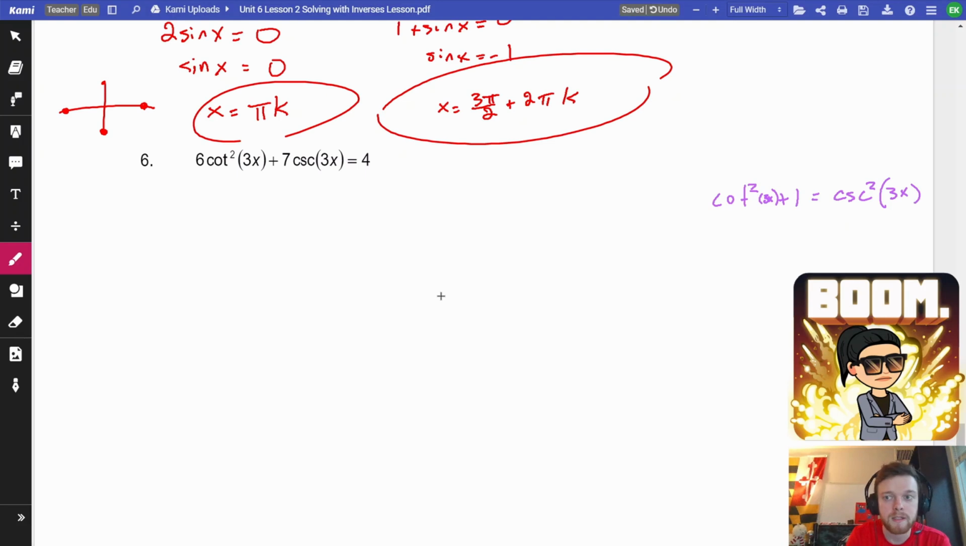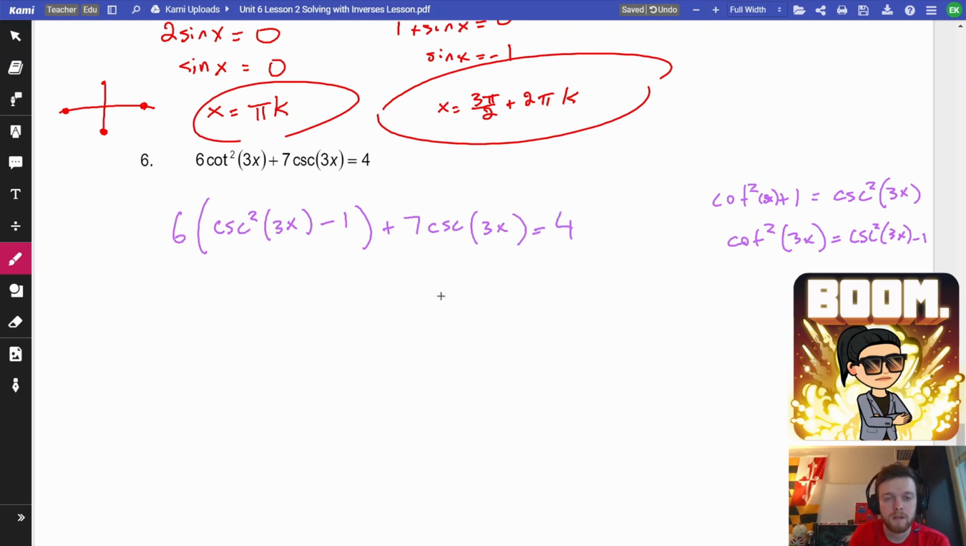So if that's the case, then cotangent squared 3x is equal to cosecant squared 3x minus 1. Let's go ahead and do some replacing. It's going to get a little bit messy, but that's why we've been practicing all year. 3x minus 1 plus 7 cosecant 3x equals 4. This is just the previous problem with some other nasty stuff. I hope it factors. I really hope it factors. I can't remember. This one factors, everyone.